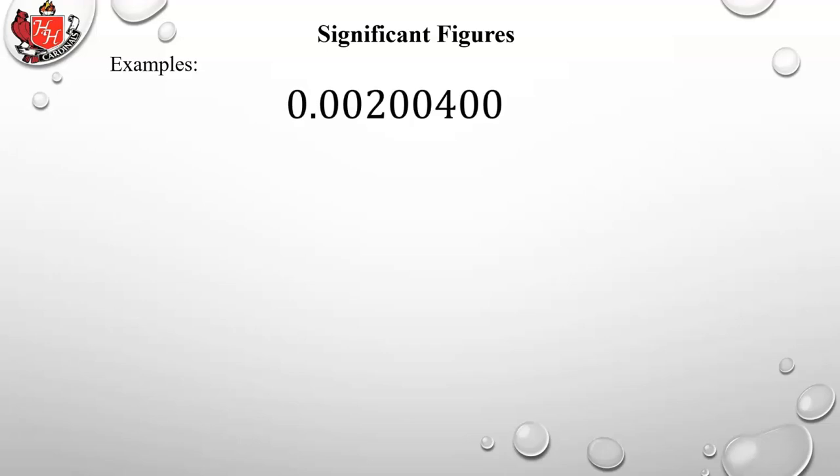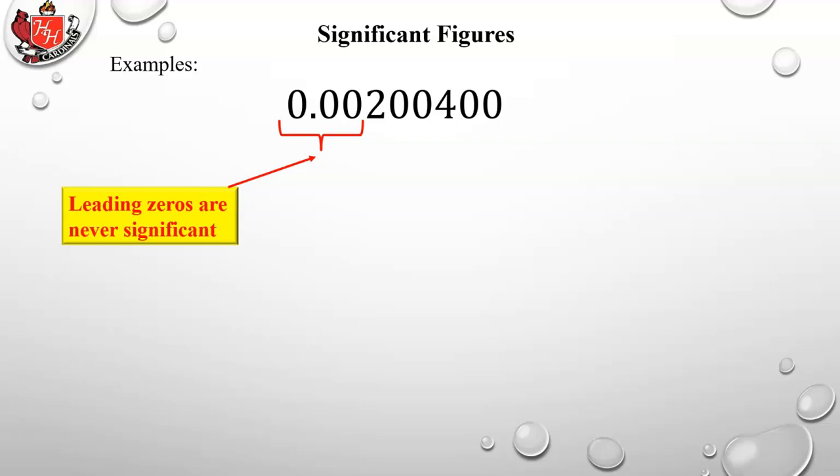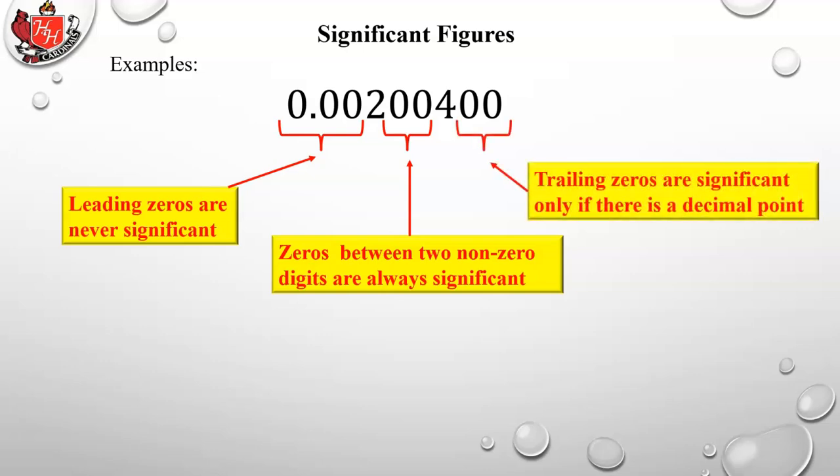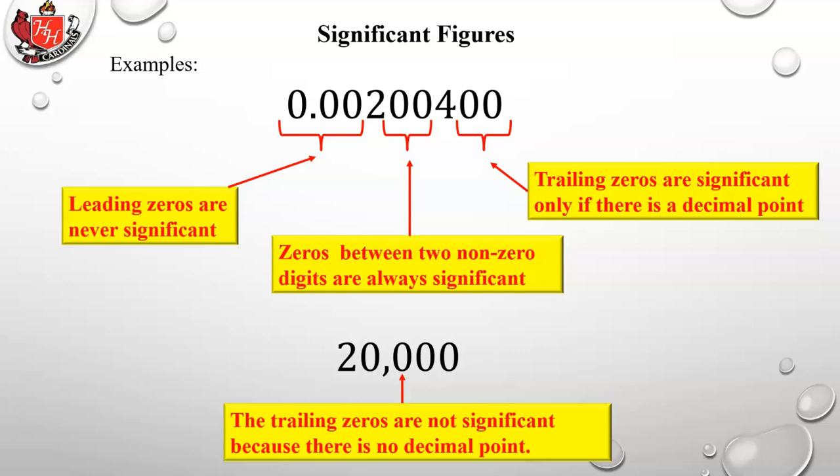So here's an example. If you take this number, the leading zeros are never significant. The zeros between two non-zero digits are always significant, and trailing zeros are significant only if there's a decimal point, and in this case there is a decimal point. And of course the non-zero digits 2 and 4 are always significant. So if you took the number 20,000, how many significant figures? It just has one significant figure because the trailing zeros are not significant because there is no decimal point.